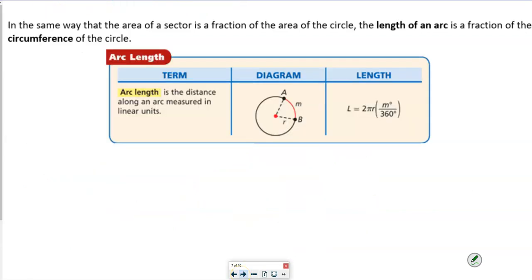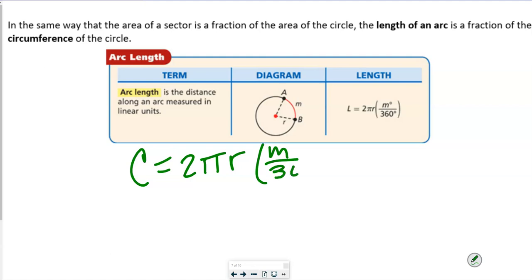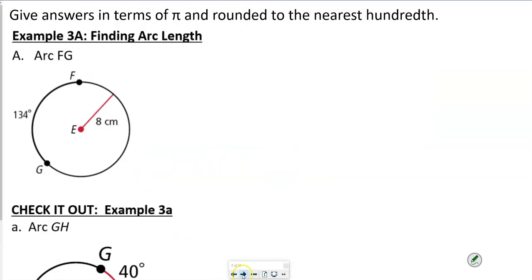These next ones are in the same way that the area of the sector is a fraction of the area of the circle. The length of an arc is the fraction of the circumference. So circumference is equal to 2 pi radius, 2 times pi radius. So here we're just, again, going to do our fraction, right? Because we're taking part of the circumference. That's all we're doing here. Okay. So we're going to do a couple of these together. So give the answer in terms of pi rounded to the nearest hundredth. Again, remember this is our exact, and that's our approximate.